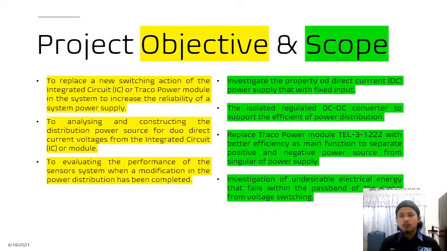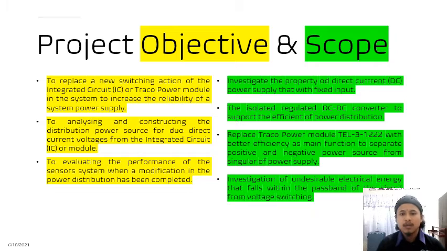Next, the project scope. Firstly, investigate the property of direct current DC power supply with a fixed input. We know that this system is generated by a standalone battery of 12 volt 120 amp per hour. So we need to study what type of signal, the property of the battery, and what impact it has on the system that it supplies power to.